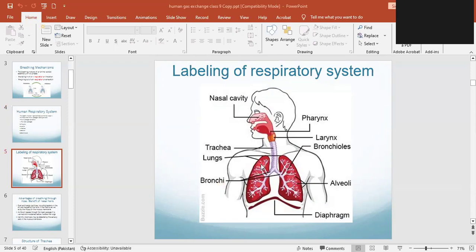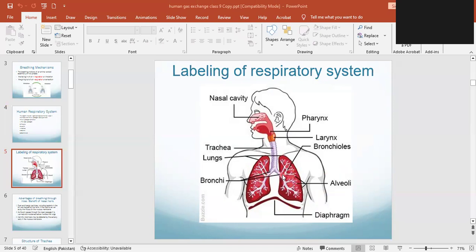This is the labeling of the respiratory system. The nasal cavity, this is the pharynx, and under the pharynx you have the larynx. The larynx opens into the trachea. The trachea splits into two bony structures known as bronchi. The bronchi enter the lungs, and these bronchi keep dividing and becoming smaller and smaller in diameter. These are known as bronchioles. At the end of the bronchioles you find sac-like structures known as alveoli. This is the area where the gas is exchanged, right?